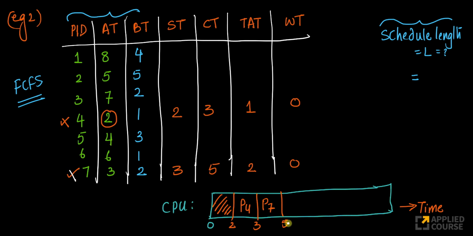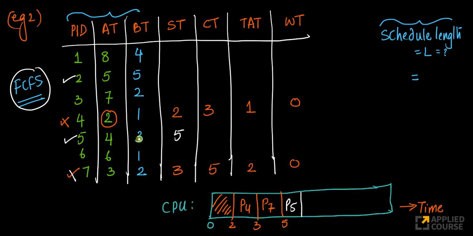Now I've reached 5 seconds. At the time of 5 seconds, what processes are there in the queue? I have process 5 and process 2, which just arrived because its arrival time is 5 seconds. This arrival time is 4. So I have these two processes. Between these two, which one does first come first serve choose? Whichever has the lower arrival time. So it chooses P5. At what time was P5 scheduled? P5 was scheduled at 5 seconds.